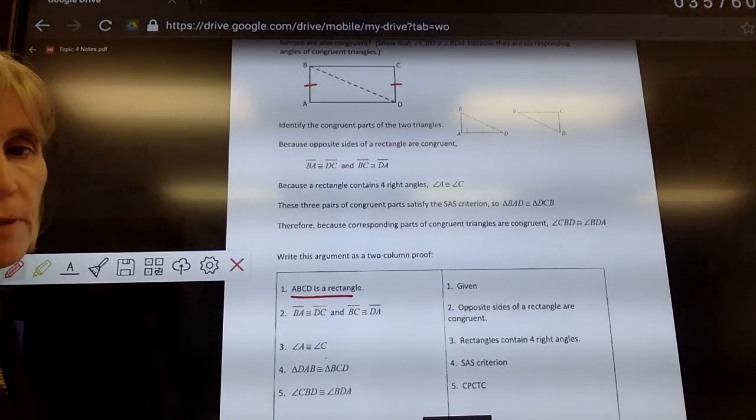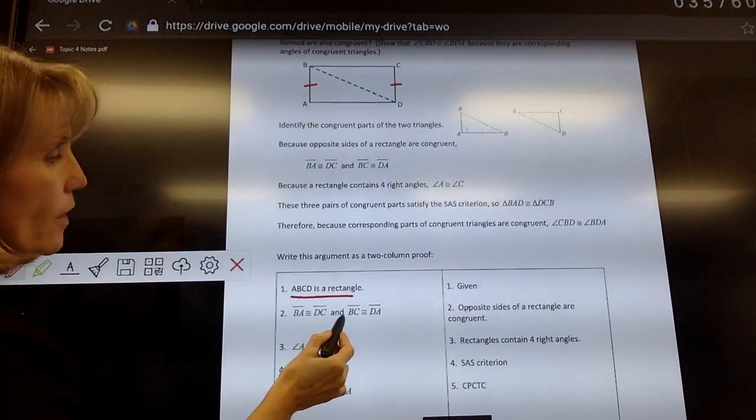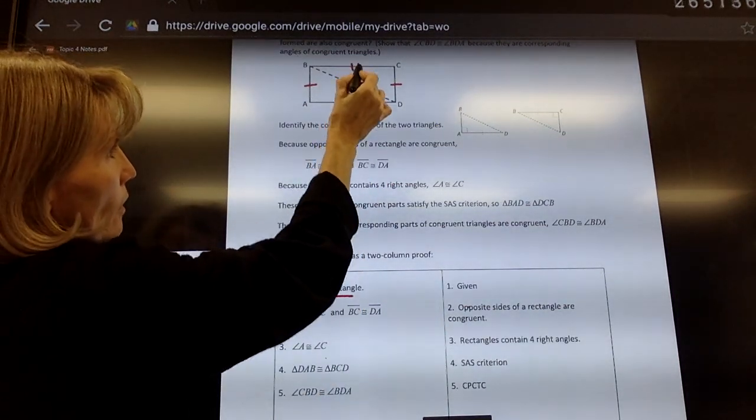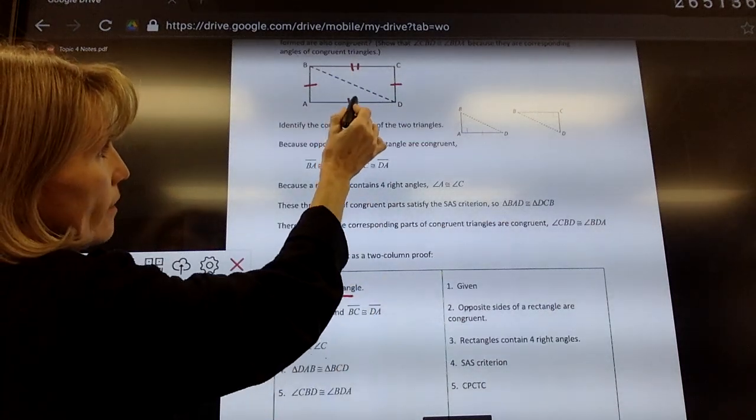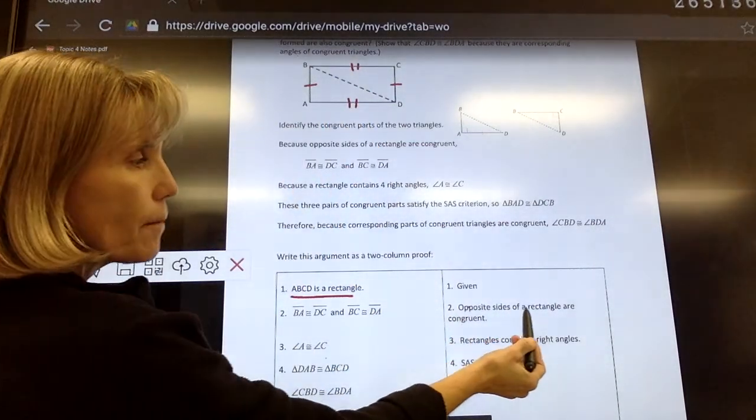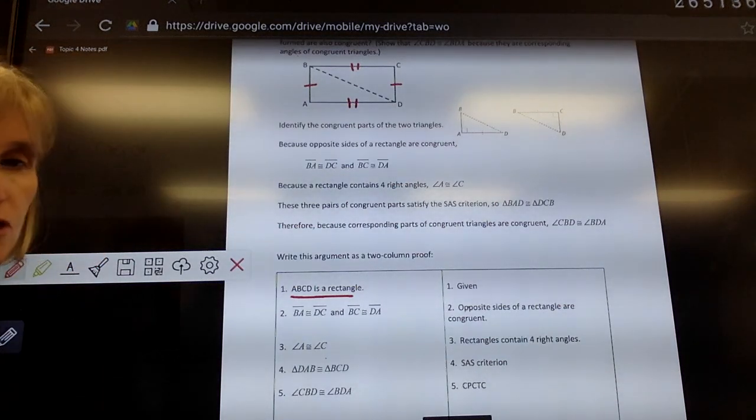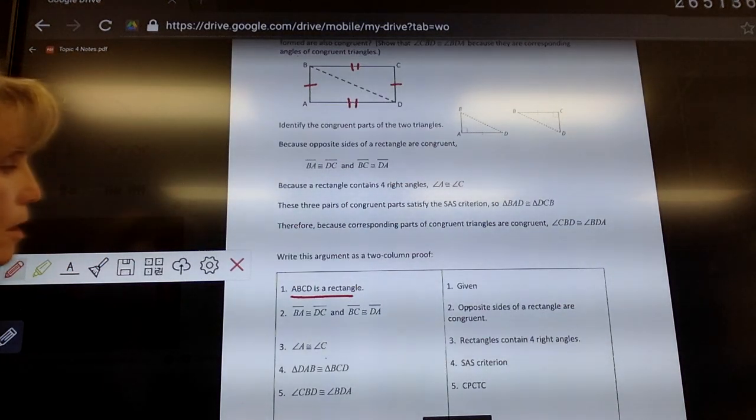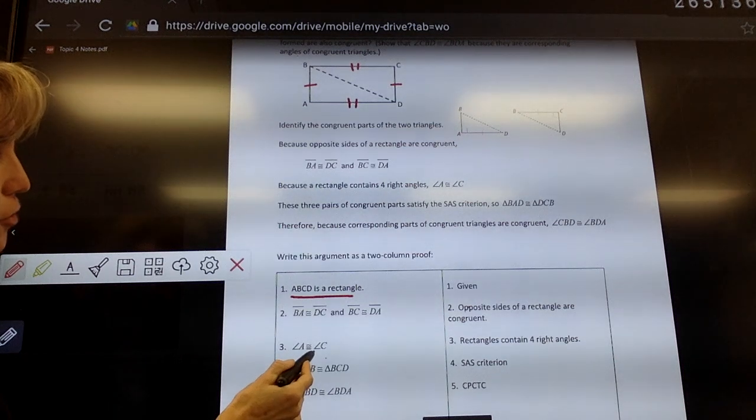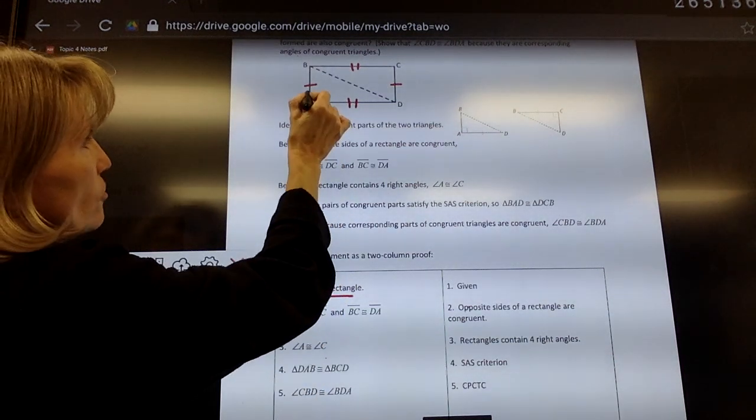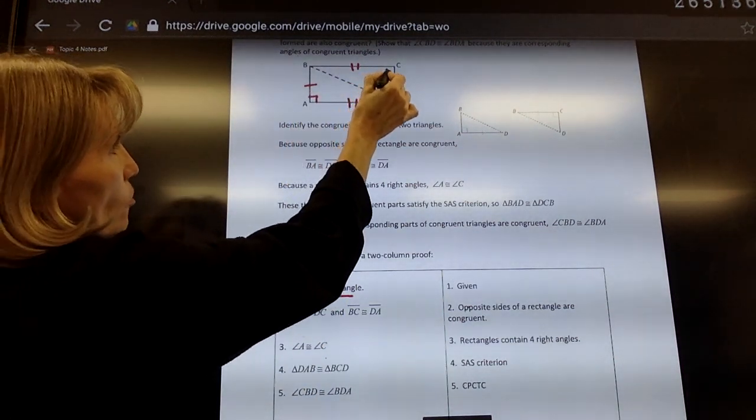I would mark that in my picture as being congruent. And then also BC is going to be congruent to DA. Okay, and the reason is opposite sides of a rectangle are congruent. We know that's true about every rectangle. Okay, angle A is congruent to angle C. So down here, these two are congruent to each other.